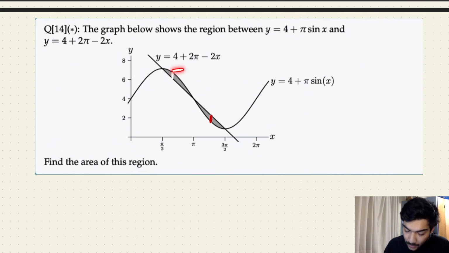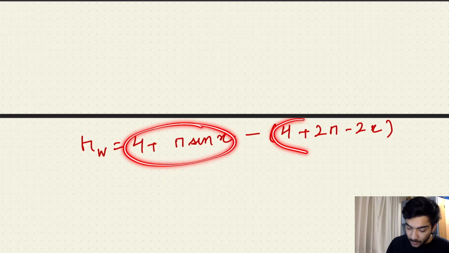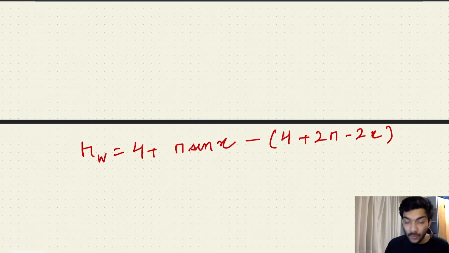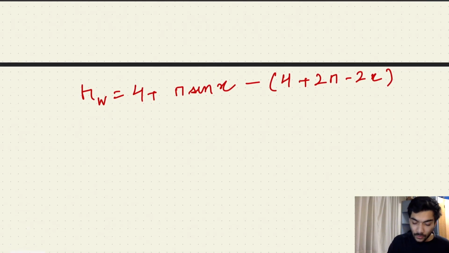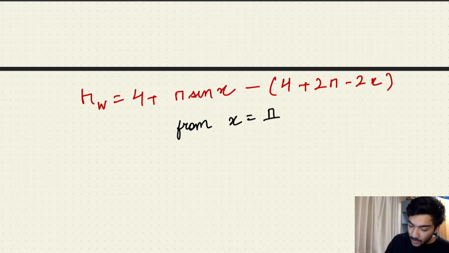So this upper y value would be based on our sine function value, and this lower y value would be based on a line function value. That is why, in order to calculate the height of a vertical strip, it is 4 plus pi sine x, which is our upper y value, minus 4 plus 2 pi minus 2x, which is our lower y value in this case. So we have the first height, and this vertical strip calculation is based from x equals pi by 2 to pi, which is our breakpoint. So this is from x equals pi by 2 to pi.